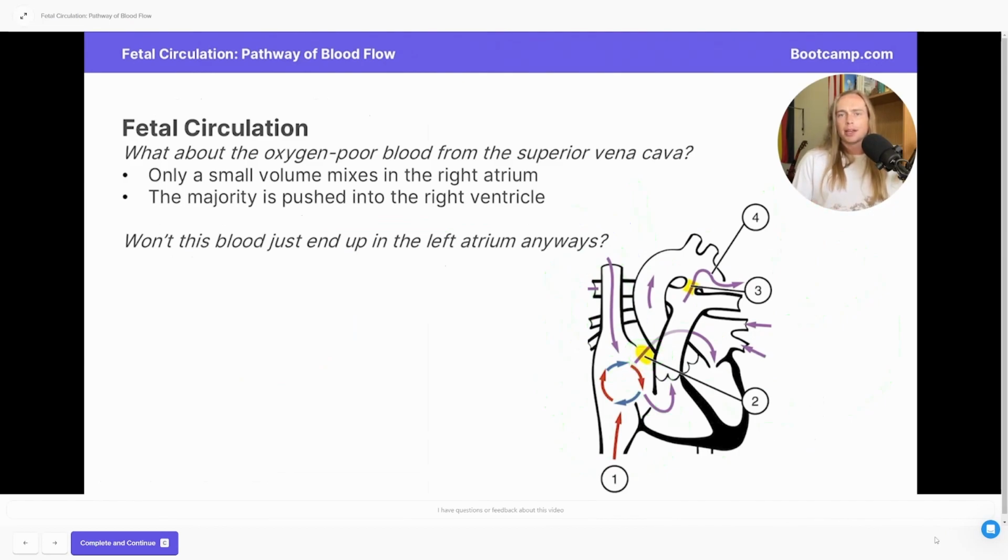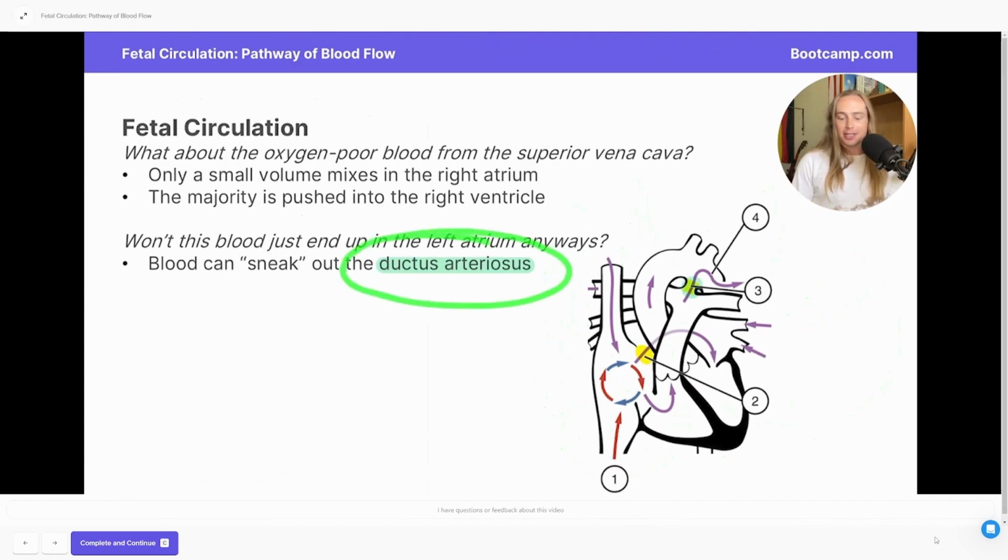Now the problem with this is, isn't the blood in the right ventricle just going to go through the pulmonary circuit and make it back to the left atrium anyway? The answer to this is no. So in addition to the foramen ovale and the ductus venosus, there's one additional fetal shunt that we need to discuss, and that's our ductus arteriosus.